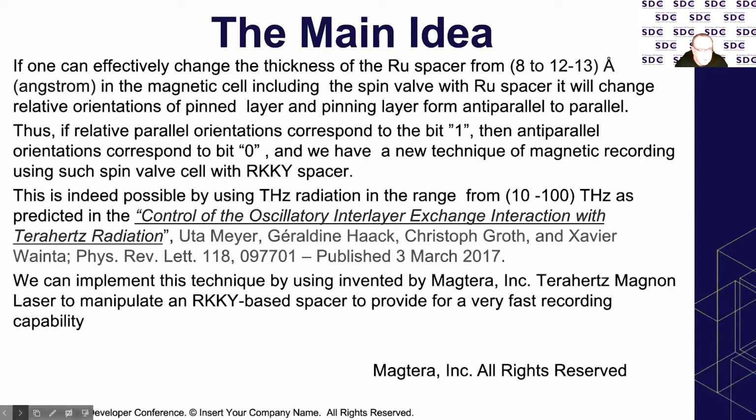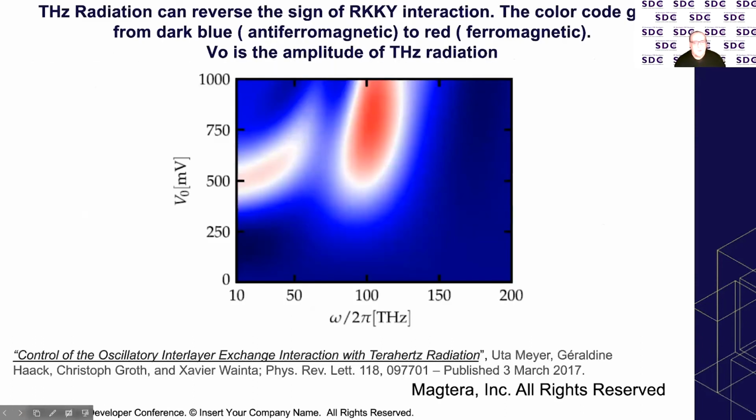And based on this paper, the effect can take place if the terahertz radiation is applied between 10 and 100 terahertz. So the radiation that we can apply from 10 to say 30 is sufficient in order to achieve this effect. As you see, there is a color coding on this diagram, which goes from dark blue, which corresponds to antiferromagnetic coupling through RKKY interaction, to the red ferromagnetic coupling. So it can be done by applying terahertz radiation. In our case, between 10 and 30 terahertz, that we can achieve.